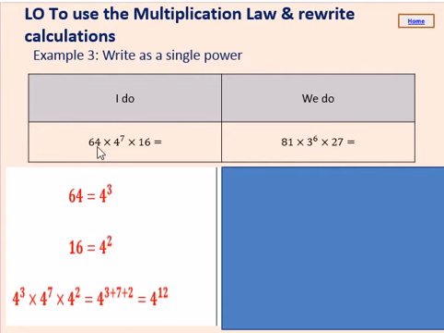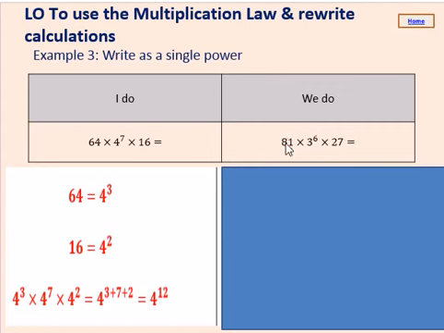So in place of 64, let's write 4 to the power 3. In place of 16, let's write 4 to the power 2. So this sum becomes 4 to the power 3 times 4 to the power 7 times 4 to the power 2, which equals 4 to the power of 3 plus 7 plus 2, which equals 4 to the power 12. So please copy that down and then try the we do.